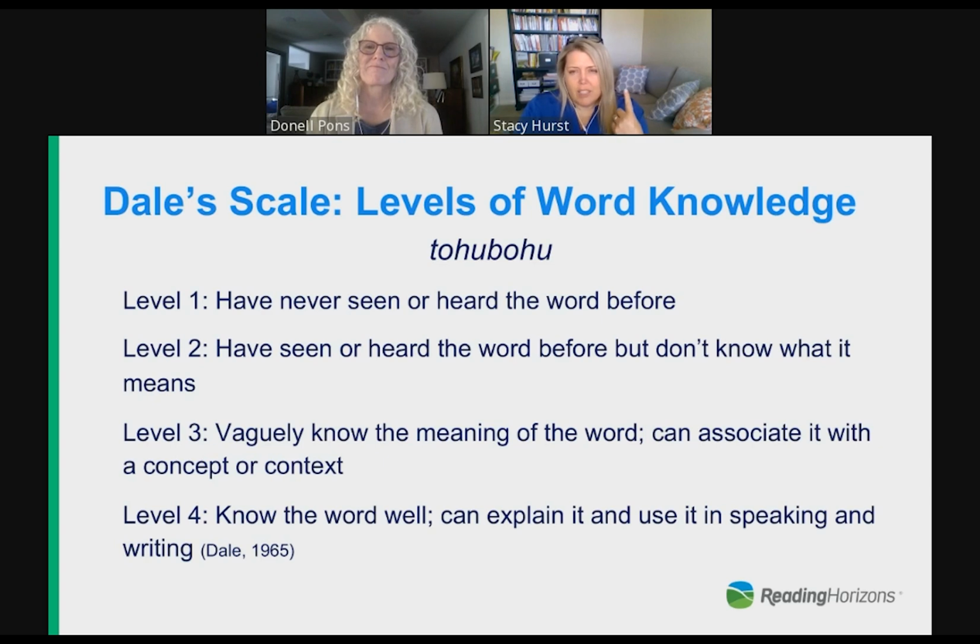Level 1, which you could represent with one finger. You can put it in the chat if you want to, if you've never seen or heard that word before. Level 2, you've seen it or heard it, but you don't know what it means. Level 3, I vaguely know the meaning of the word. I can associate it with a concept or a context. Or level 4, I know the word well, can explain it and use it in speaking and listening.